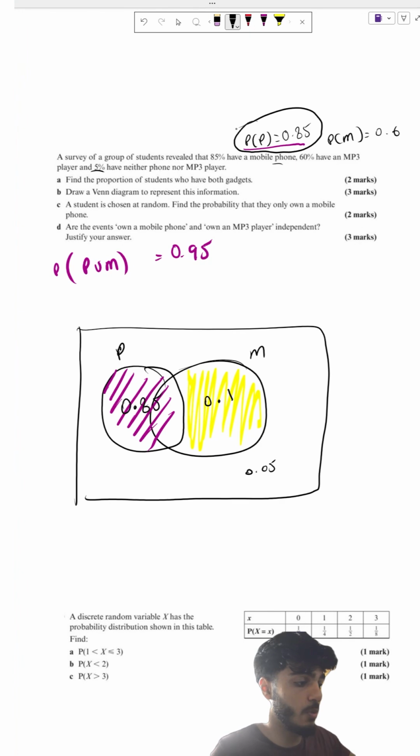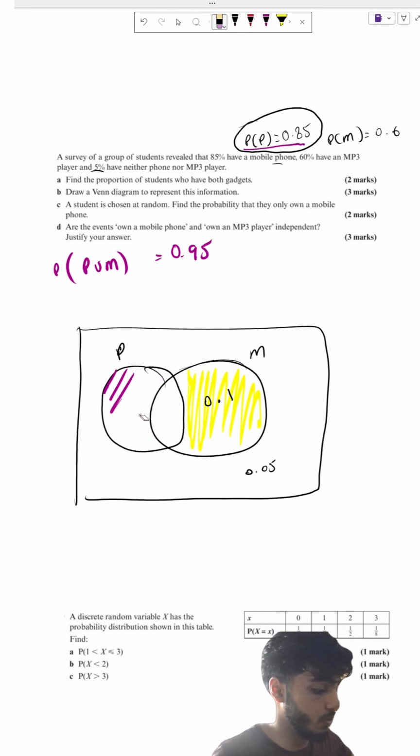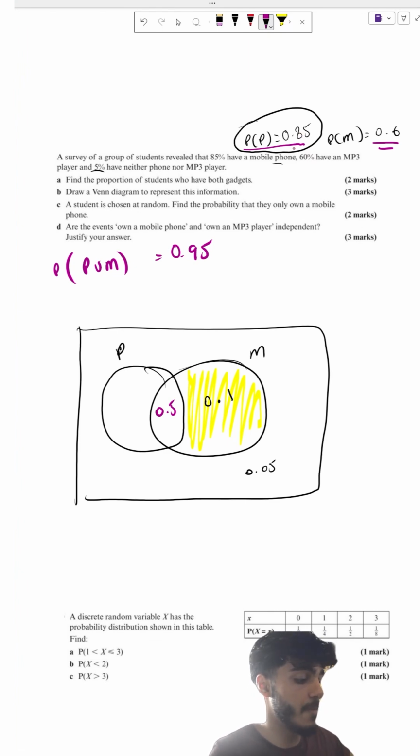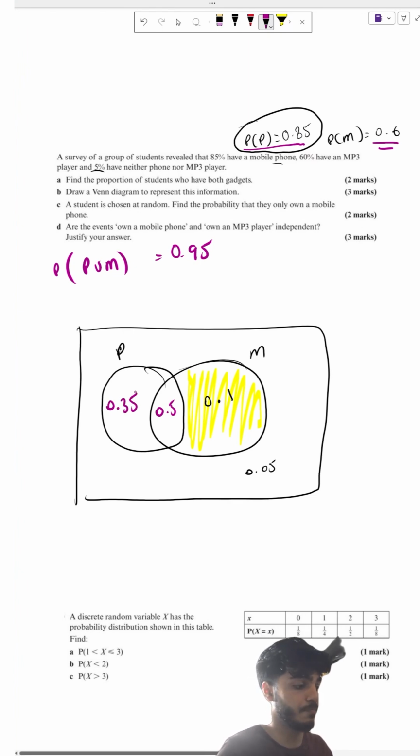Okay? Now we're going to do a bit more logic. We know that the whole area of the MP3 is 0.6. So this middle bit has to be 0.5. Okay? And now we can do some more subtractions. 0.85 minus 0.5, that gives you 0.35. Okay, that's our Venn diagram done.